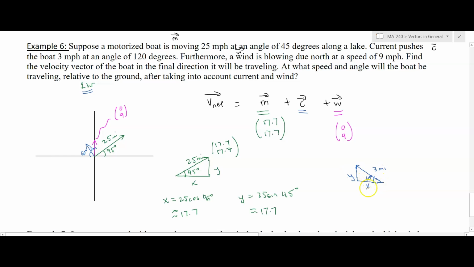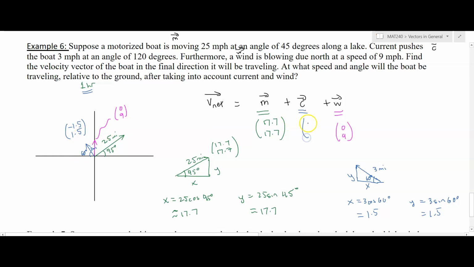So cosine 60 is x over 3. So x is 3 cosine 60 degrees. And y is going to be 3 sine 60 degrees. And that comes out to 1.5. Now, again, since this vector is in the negative x direction, now we can say that x actually has to be negative 1.5, and that y is in the north direction, so that's going to be positive 1.5.